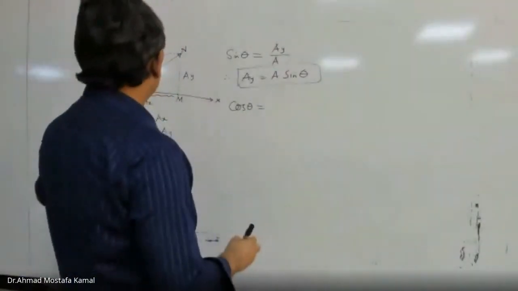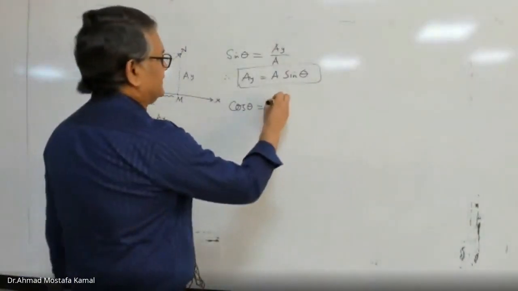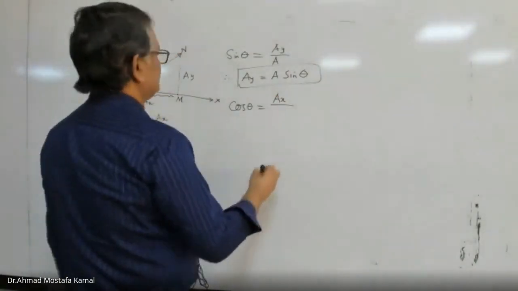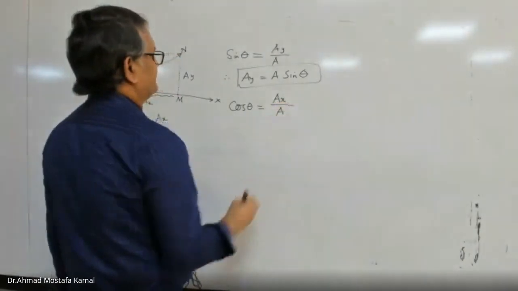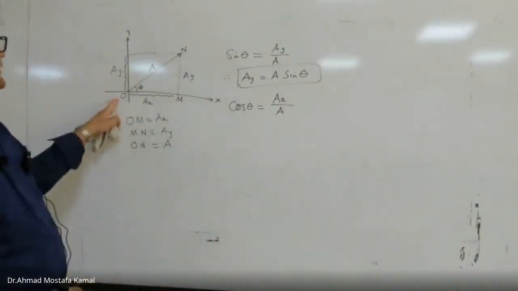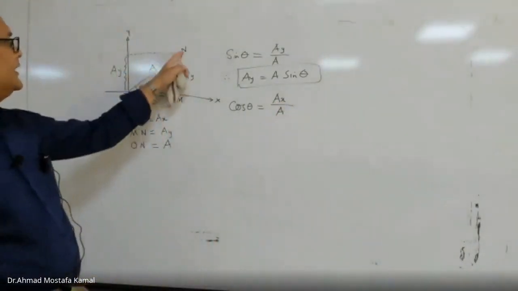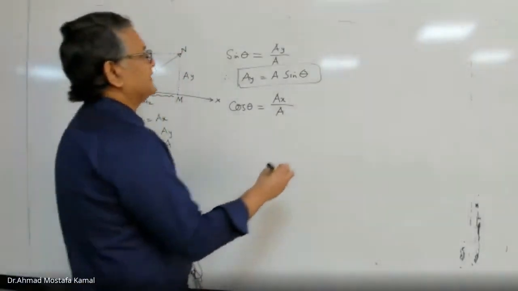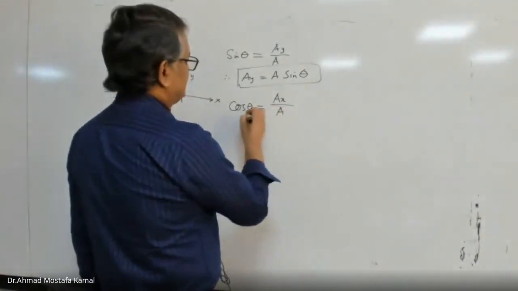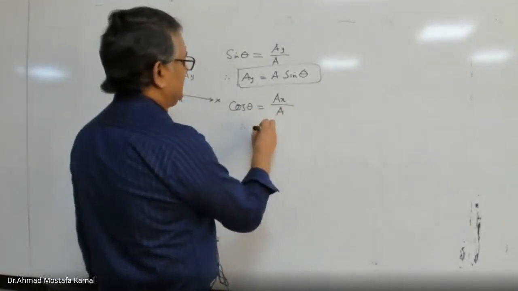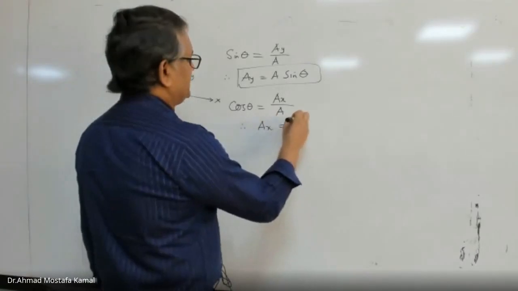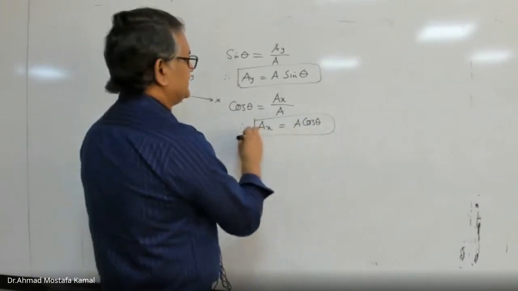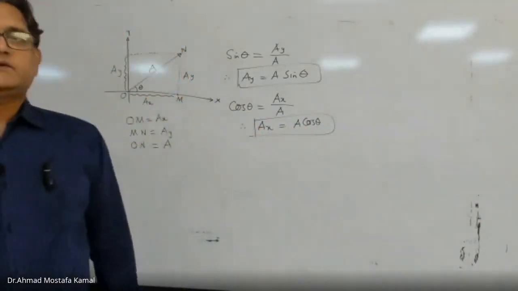Okay, adjacent is this, AX, and hypotenuse is ON. Say this is A. Cos theta is equal to OM by ON, OM by ON, which is AX by A. So AX by A is the cos theta. Therefore, AX is equal to what? A cos theta. Therefore, you can find out the x component of the vector.